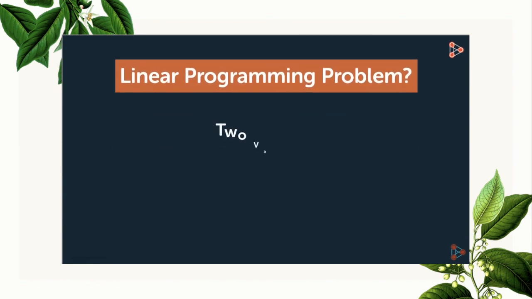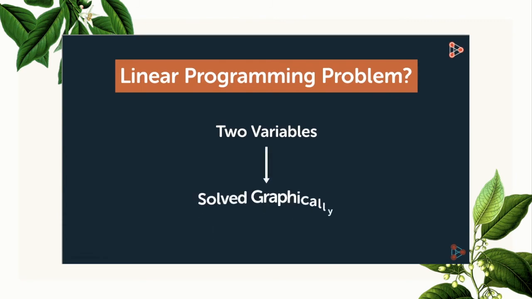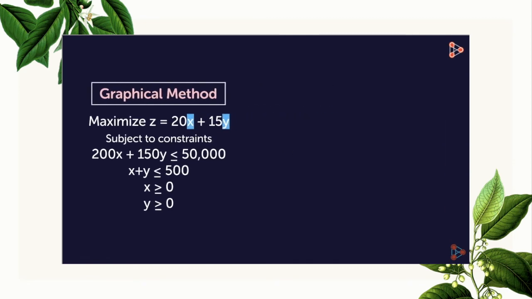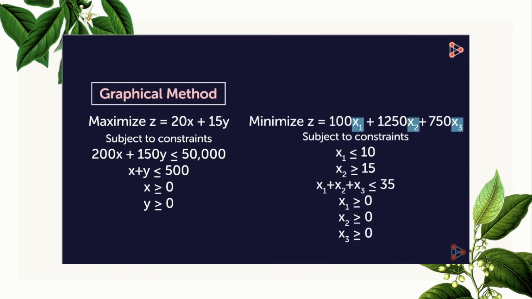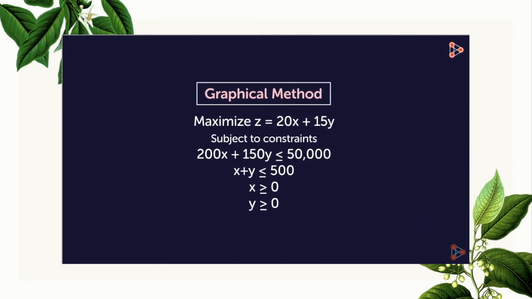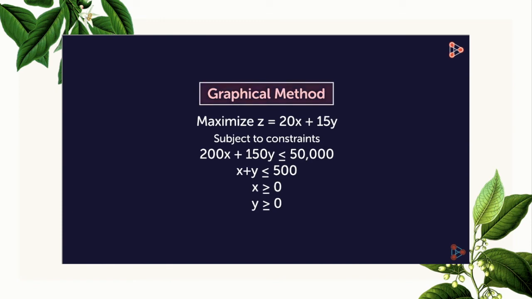Well, there are different ways to solve these problems. The problems having two variables can be solved graphically. Like in this example, there were only two decision variables, x and y. While in this example, we had three decision variables and hence we can't solve it graphically. In such cases, the problems are solved using the simplex method. For now, we will be discussing the problems based on the graphical solutions.